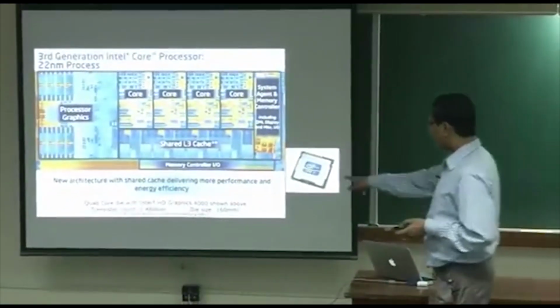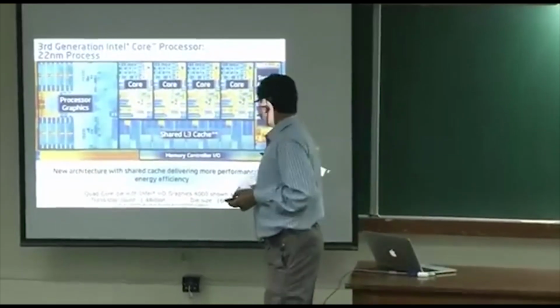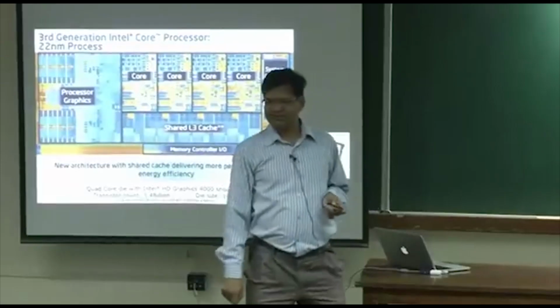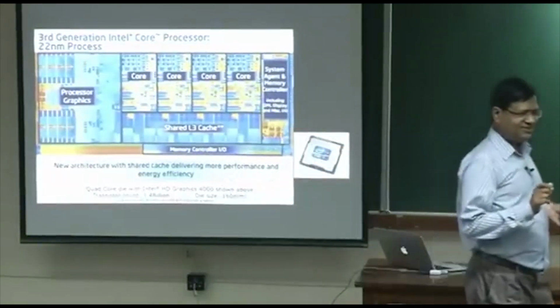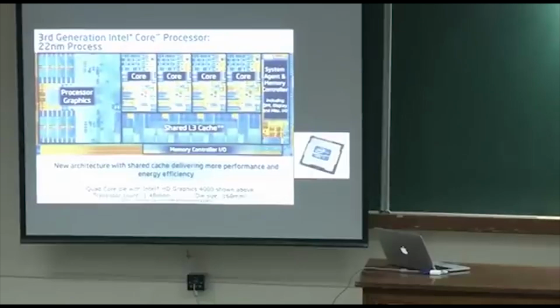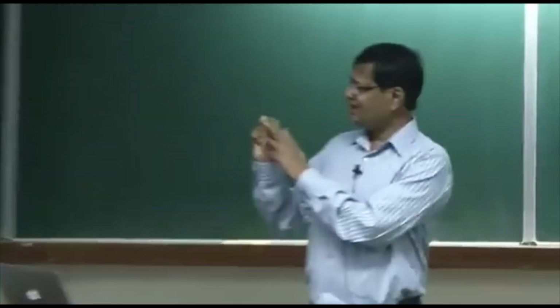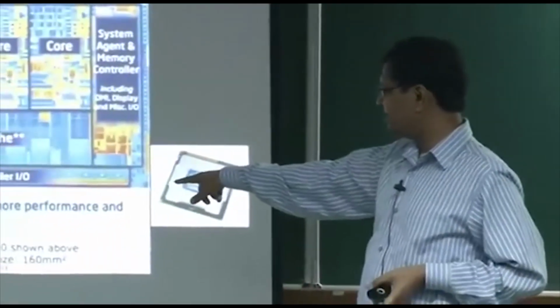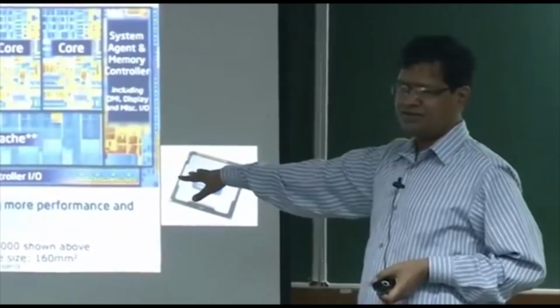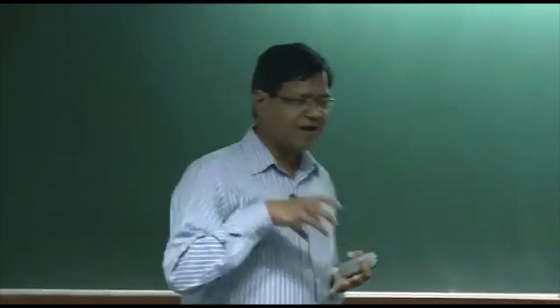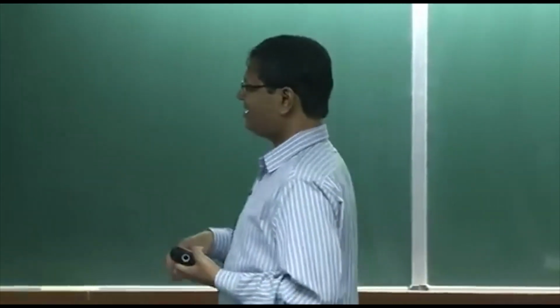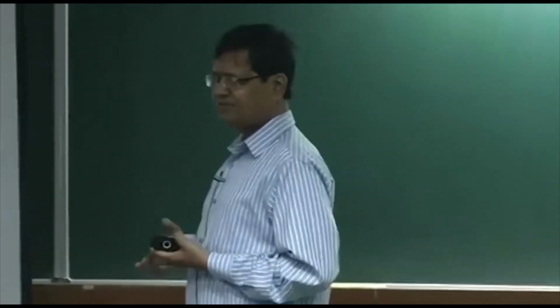So you can look at the size. This whole die size is 160 millimeter squared. If you take the square root, that's roughly 13 millimeter by 13 millimeter. So this is the size. And how many transistors are sitting there? 1.4 billion. So a huge number of transistors are packed in that unit. It's amazing that we could reach this kind of complexity.